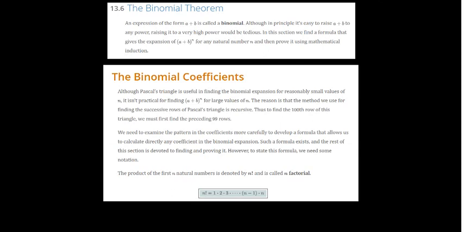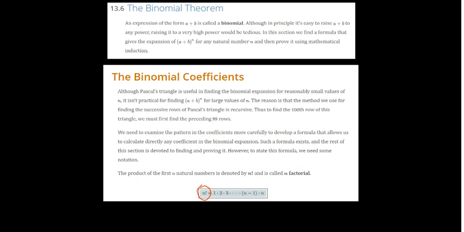So we need to examine the patterns and the coefficients more carefully to develop a formula that allows us to calculate directly any coefficient in the binomial expansion. Such a formula exists, and the rest of this section is devoted to finding and proving it. However, to state this formula, we need some notation. The product of the first n natural numbers is denoted by n, and then an exclamation point, but it's read n factorial. Okay, so I'm sure you might have seen this before, right?